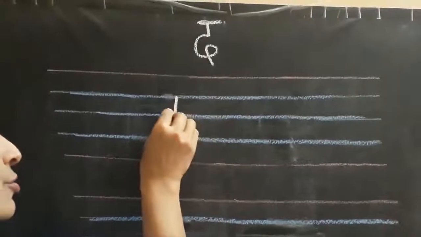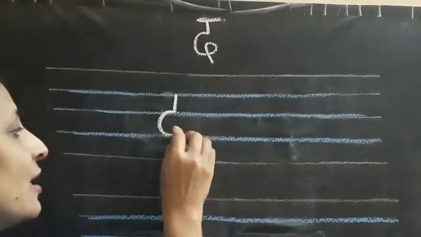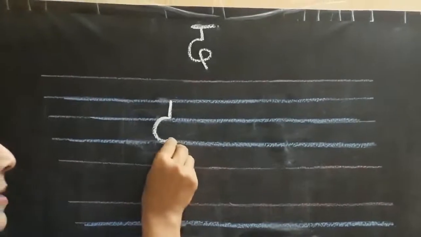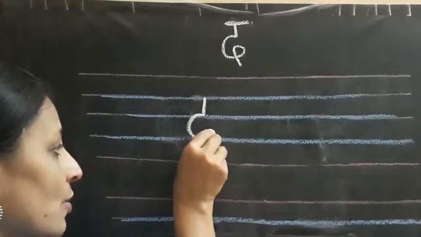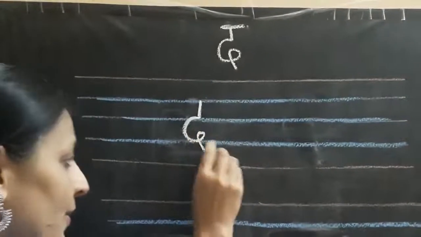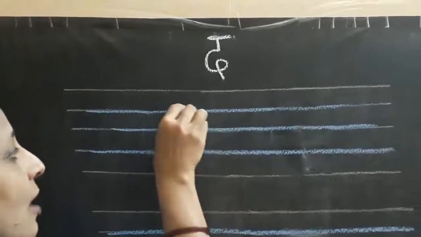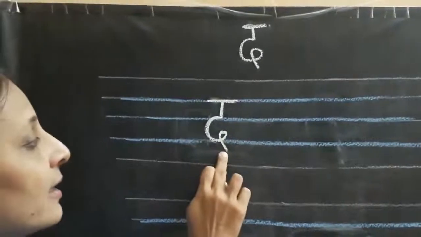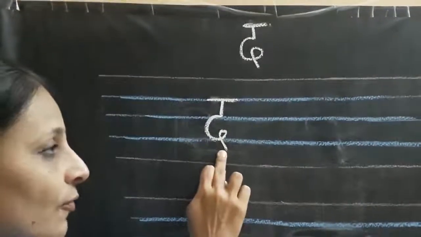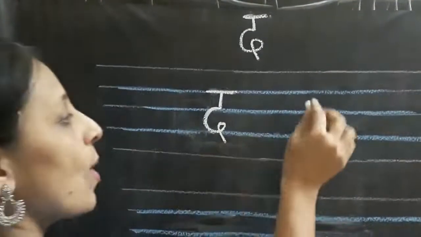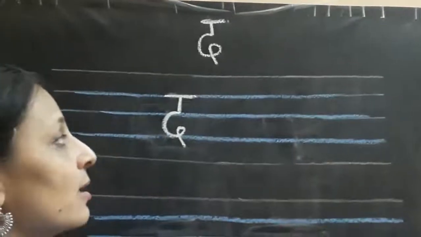Now, I am going to draw one C. And touch the third blue line. Yes, now I will go up and make a loop and come down. And slanting line down. See, and now slipping line overhead. Slanting line should come out of the blue line. Yes, now once again I will show you how to write letter the.